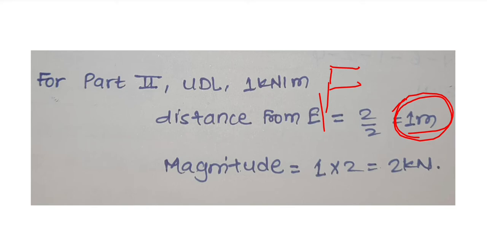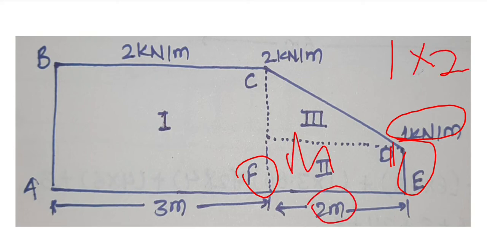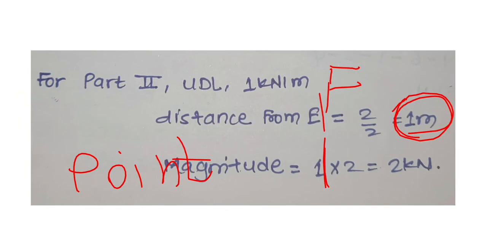From point E and from point F at a distance of 1 meter, in the middle of them, the force will be acting. The magnitude of the point load is 1, that is the load at point D. At this point D, the force acting is 1 kN per meter. So 1 times the span, that is 2, the point load for this part 2 will be 2 kN.